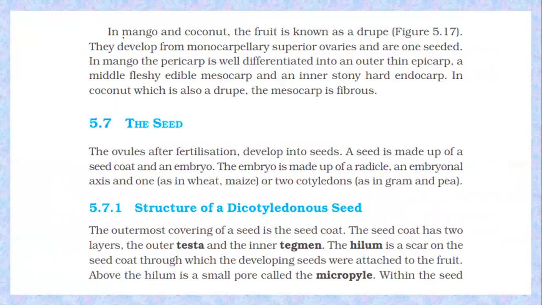In mango and coconut, the fruit is called the drupe. It is developed from the monocarpellary superior ovary and is one-seeded. Since they are obtained from only one carpel, a monocarpellary superior ovary, that is hypogynous condition, one-seeded, they are known as the drupe.